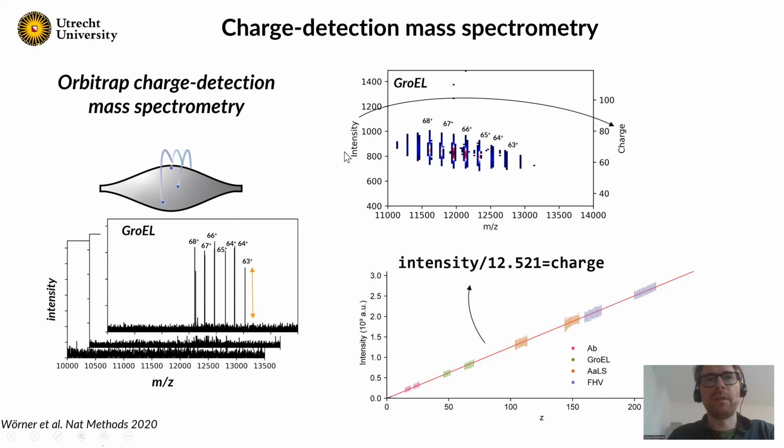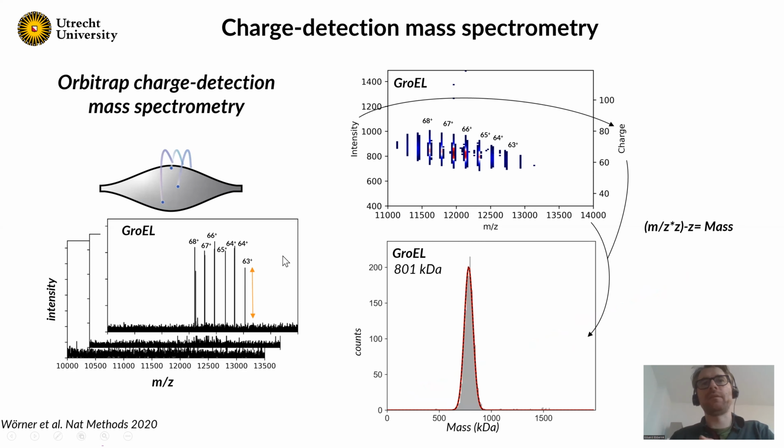Basically, when we have the intensity, for instance here in our spectra, we can calculate back the charges that are on each of these GroEL peaks that were spinning in the Orbitrap. And when we have the charge and the m over z, we can calculate for each individual GroEL particle the mass by multiplying the charge with the m over z and then subtracting the charge again. Then we can place these masses in a mass histogram like here.